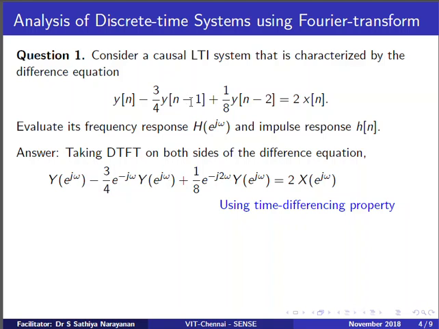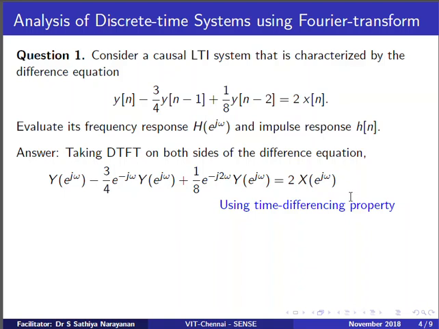So for this n minus 1 in the place of n, there is a negative exponential term outside. Of course the minus 3 by 4 should be carried here. So for n minus 2, it will be e raised to the power minus j 2 omega times Y of e power j omega, and the plus 1 by 8 term comes here, which is equal to 2 X of e raised to the power j omega.